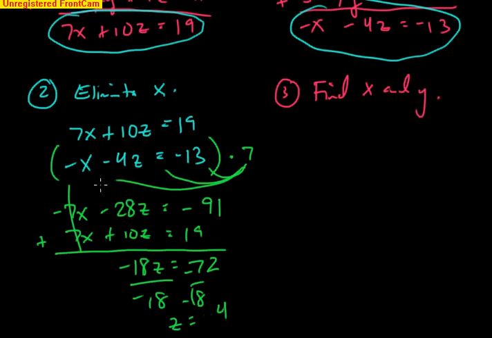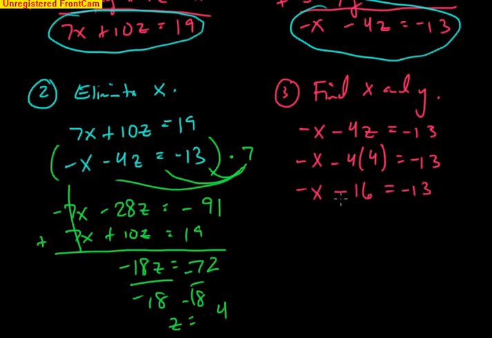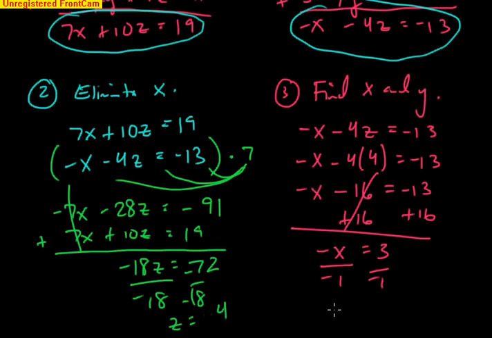We have these two equations here that have x and z. Plug z into one of those two equations. Let's choose the bottom one because it has simpler numbers. Negative x minus 4z equals negative 13. Plug your value of z in for z. So that's a 4. Negative x minus 16 equals negative 13. Let's add 16 to both sides. Negative x equals 3. Let's divide by negative 1, and x equals negative 3.